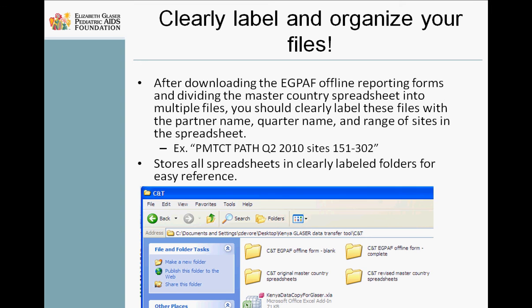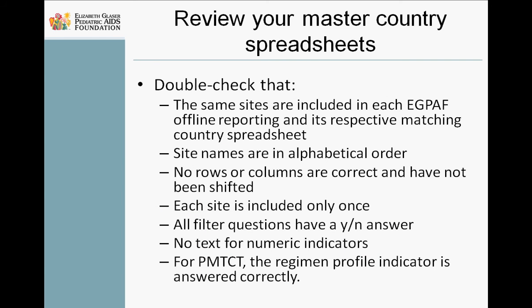Now, before we run the data transfer tool, you'll need to take some time to seriously review your master country spreadsheet, and you'll need to double check a few things. First, make sure that the same sites are included in each EGPAF offline reporting form and its respective matching country spreadsheet. That means go through each offline form that you've downloaded from GLASER and compare this against the sites that are in the master country spreadsheet.